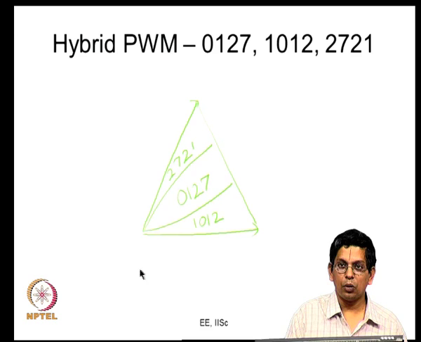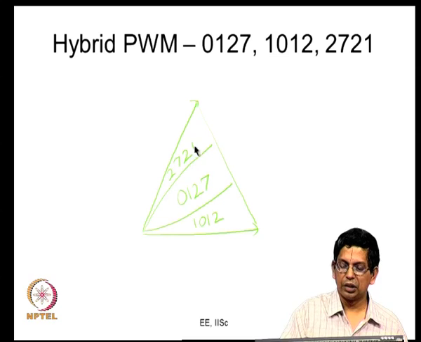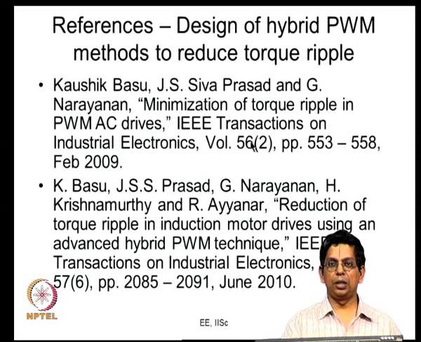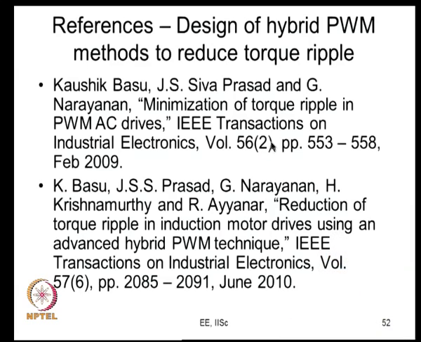This will give you a slightly lower current ripple and a significantly lower torque ripple. It reduces the q axis ripple. These two sequences reduce the q axis ripple compared to 0 1 2 7 in these regions. So, this is how you design the hybrid PWM methods. These are all discussed in good detail in these two papers. The first one is the earlier method, which is a combination of the conventional and the clamping sequences, and the second one is the second method that I indicated. So, you can see these two methods in good detail in these two papers.